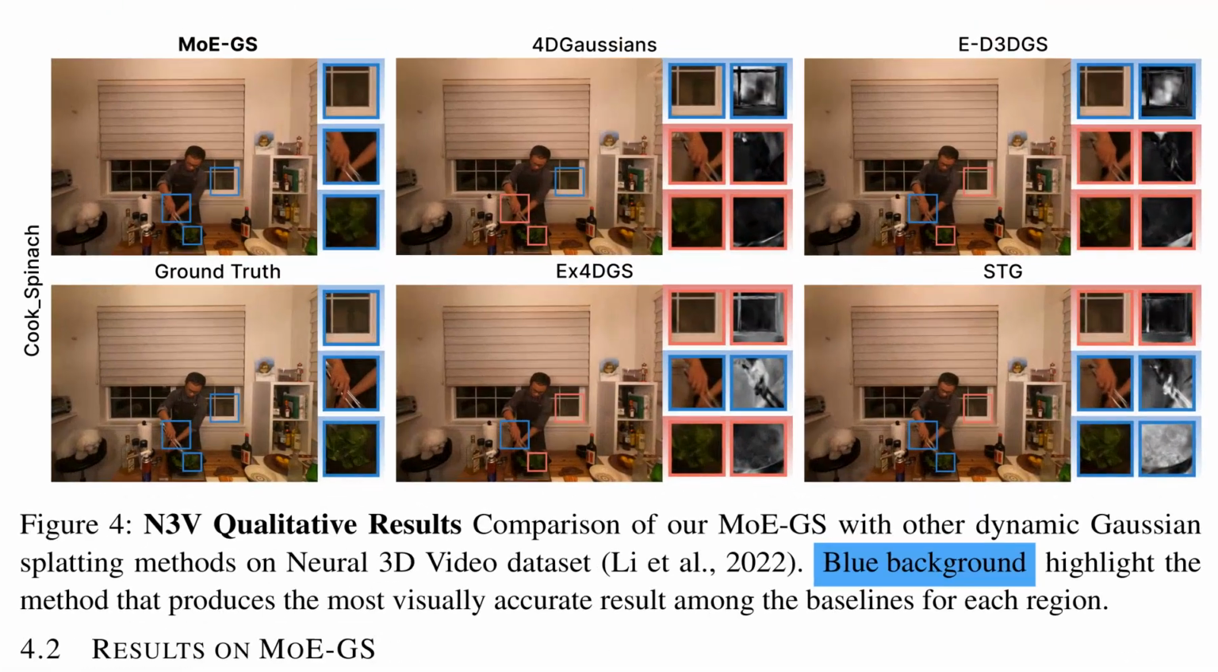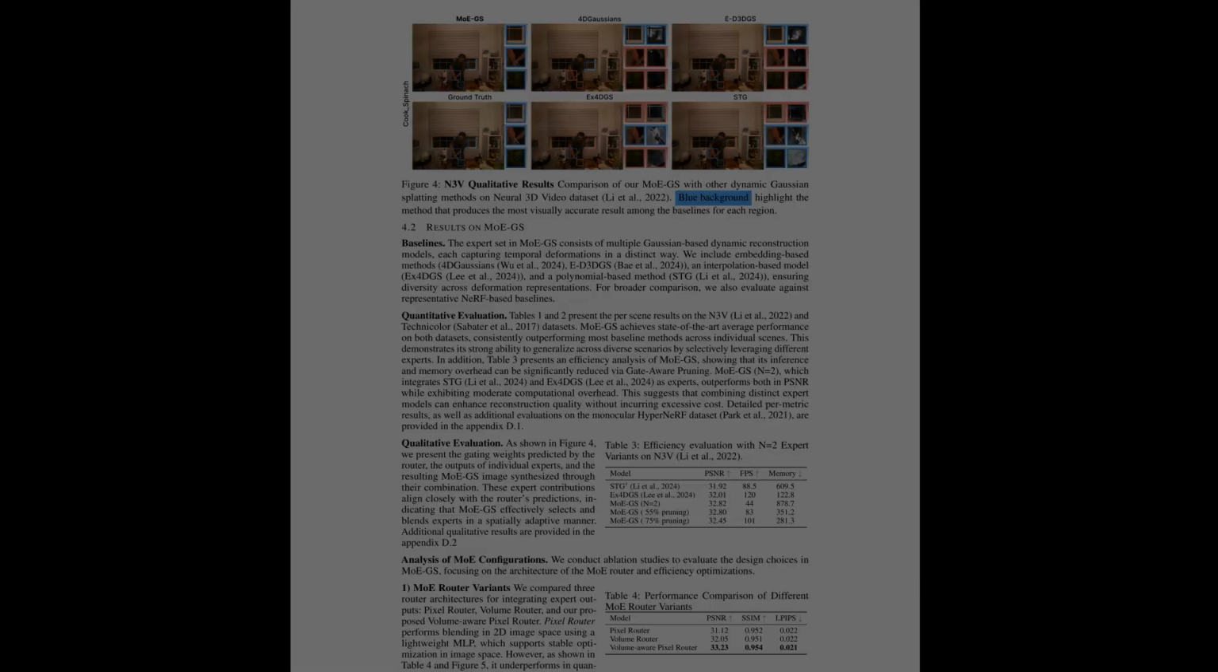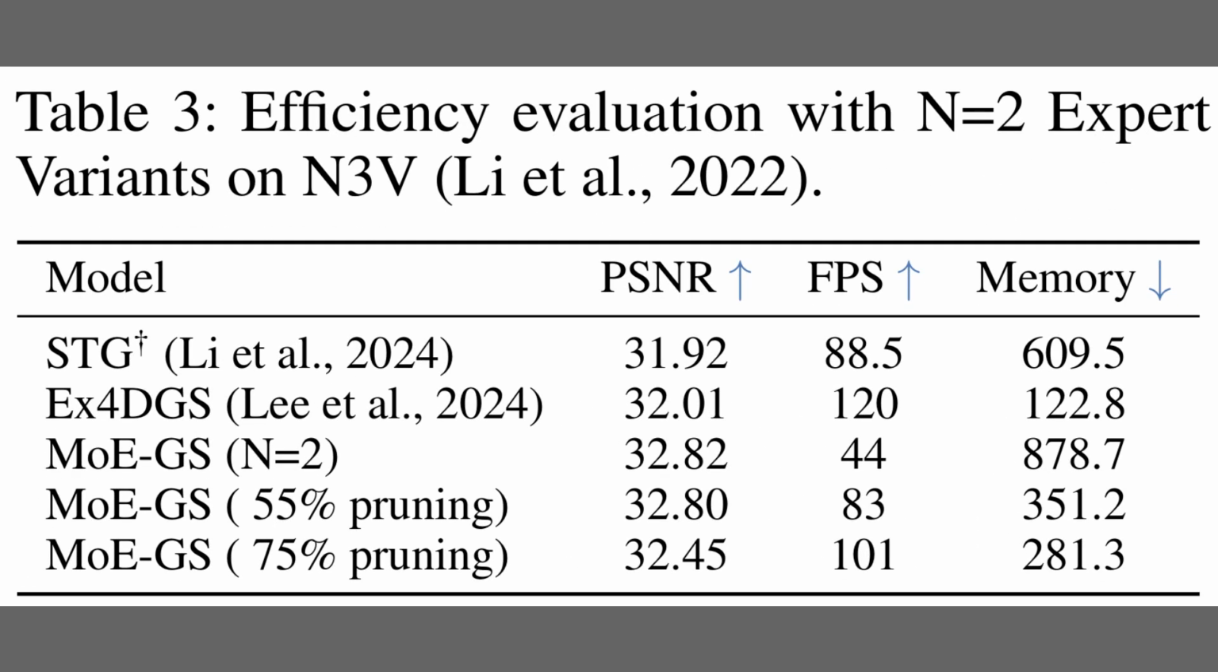So the previous table showed strong averages across scenes. Figure 4 presents qualitative results on the N3V dataset, comparing ground truth, the mixture of experts image, and 4 single experts. The zoomed patches along the right side highlight windows, hands, and spinach leaves, where the mixture of experts preserves sharp edges and texture while reducing motion blur and ringing. The blue highlighted boxes indicate the most accurate baseline per region, and the combined image still looks cleaner and more consistent overall. Okay, the previous figure highlighted visual quality gains.